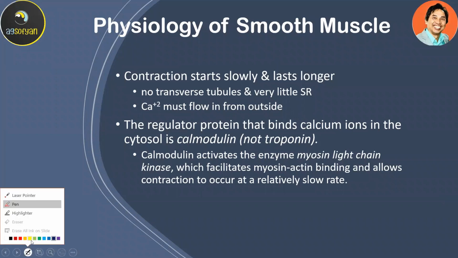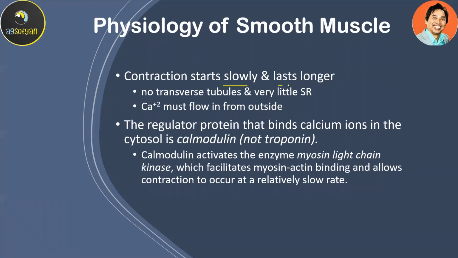The contraction is slow and lasts longer, so this is needed by our GI tract and respiratory tract, a continuous and slow contraction. And there is a difference here. The protein that binds the calcium is not called troponin, but it is called calmodulin. It works a little bit differently because this calmodulin actually activates the enzyme myosin light chain kinase that will facilitate the myosin-actin binding site.